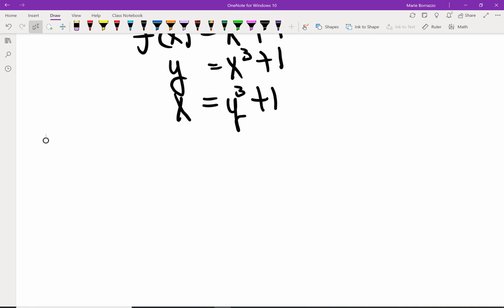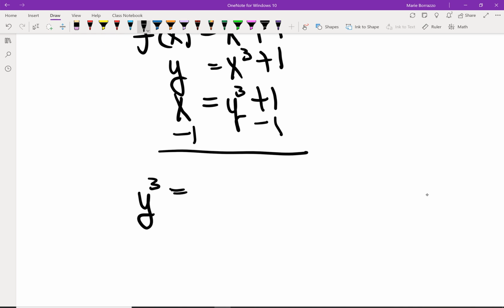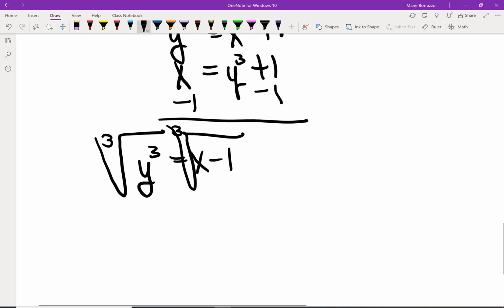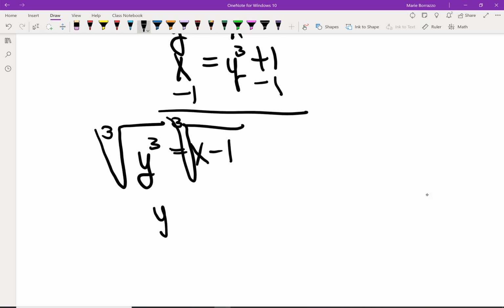Now we solve for y. So we're going to start by subtracting the 1 on both sides. This puts us at a point where, if I reverse the y's and the x minus 1, you have y cubed equals x minus 1. And so, as I've taught you, you always use the opposite operation, in this case, the cube root of. So that means that our y value is equal to the cube root of x minus 1. That would be the inverse function of this equation.